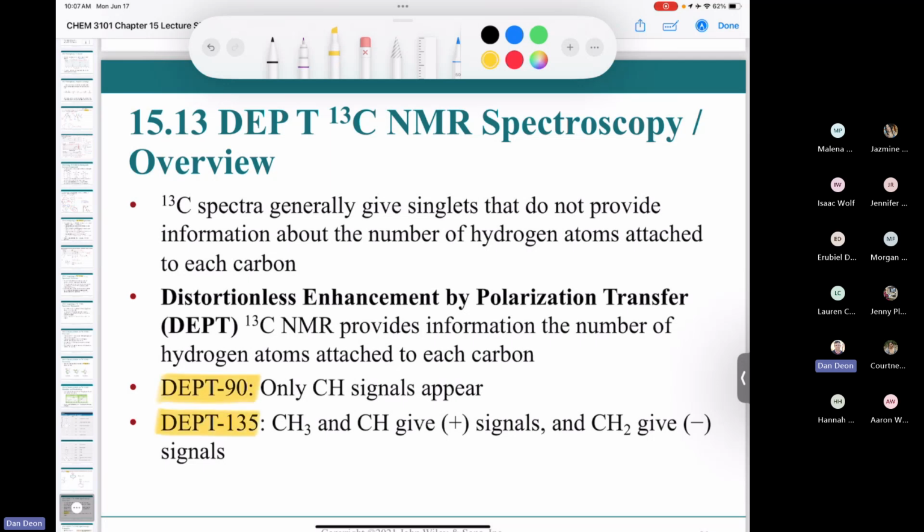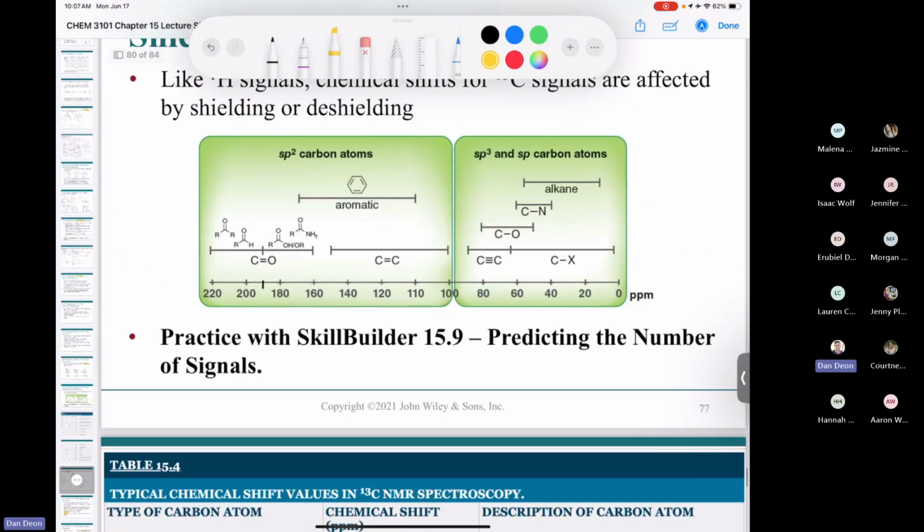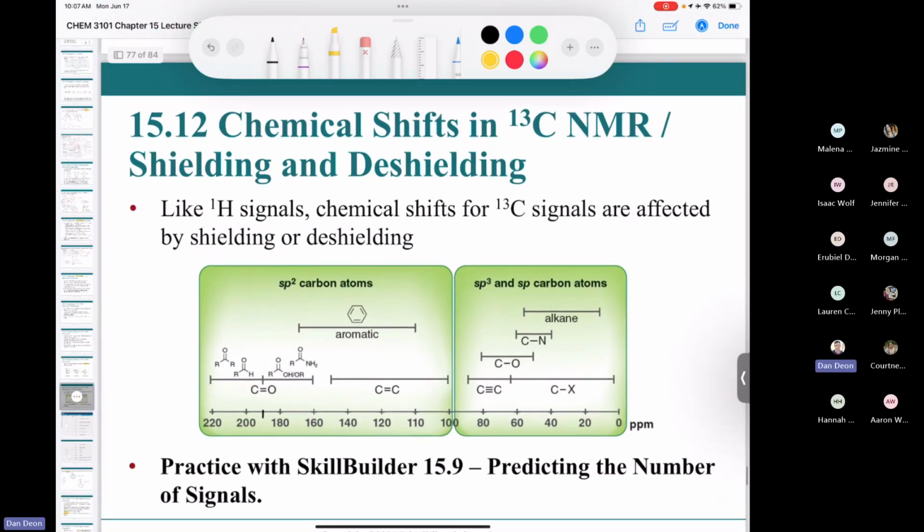So let's think about this very carefully. You're going to see how DEPT is like the coolest thing. I mean, sliced bread is pretty great, but I'm thinking DEPT might even be better.